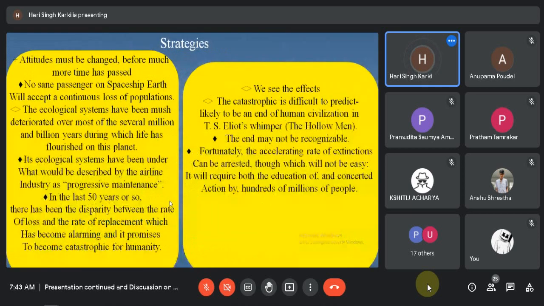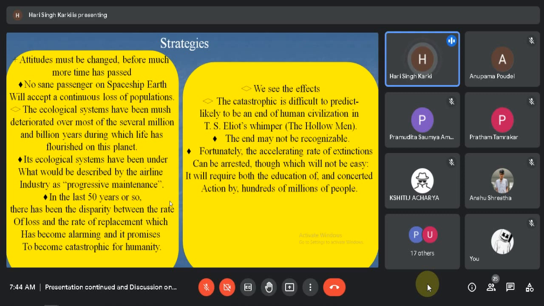What those consequences will be is beyond our imagination, but there are some strategies, as the writers put it. Attitudes must be changed before much more time has passed. The first concern of the writers: no sane passenger on spaceship Earth will accept a continuous loss of populations, either human population or the population of other species. We, as sane passengers, cannot accept continuous loss in nature or the ecosystem.